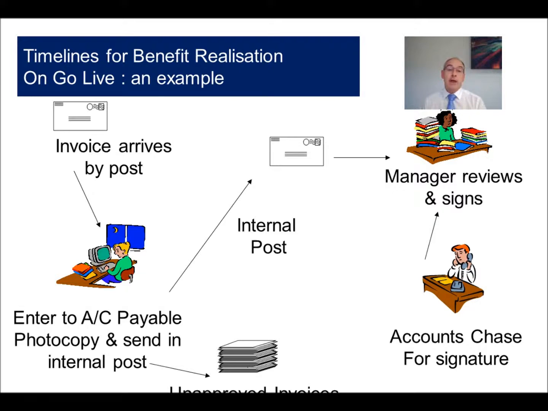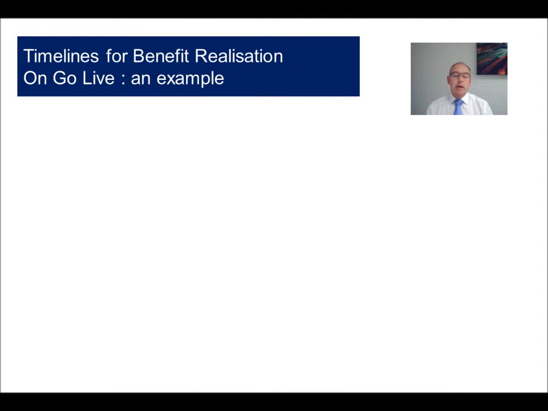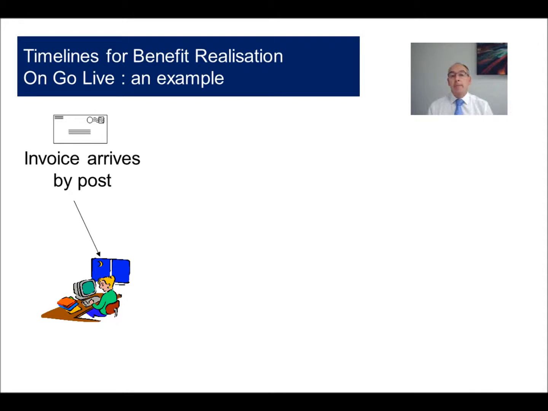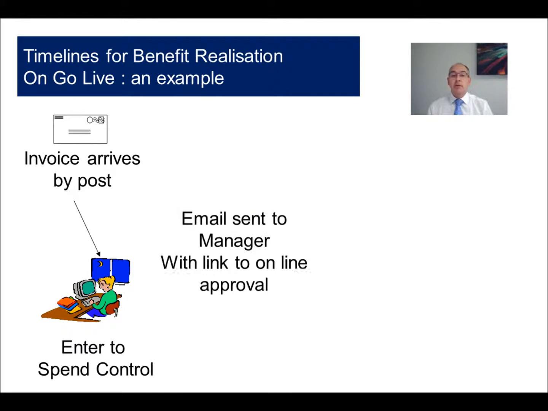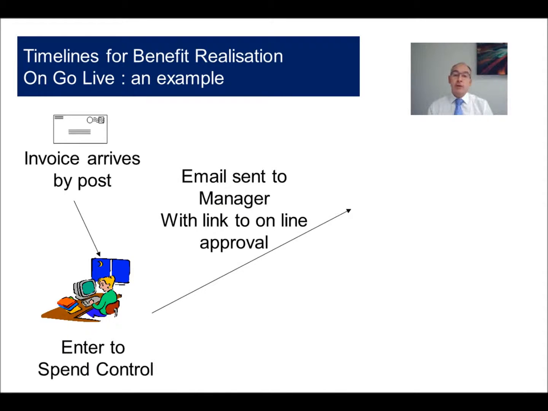Next, we'll have a look at how on go live an electronic process immediately delivers benefits to the organisation. In our previous process, we identified that it was a manual paper chase across the organisation. We're now live with our spend control solution, and the invoice comes in and it goes to accounts payable as before. Now they're going to enter it into the spend control solution, but rather than then take a paper copy and send it across the organisation, an email is produced which goes straight to our manager, and it says this is now waiting for your approval, and it can be approved online.